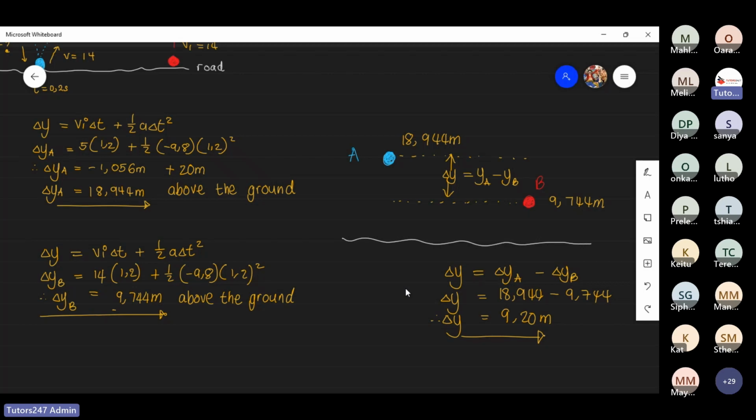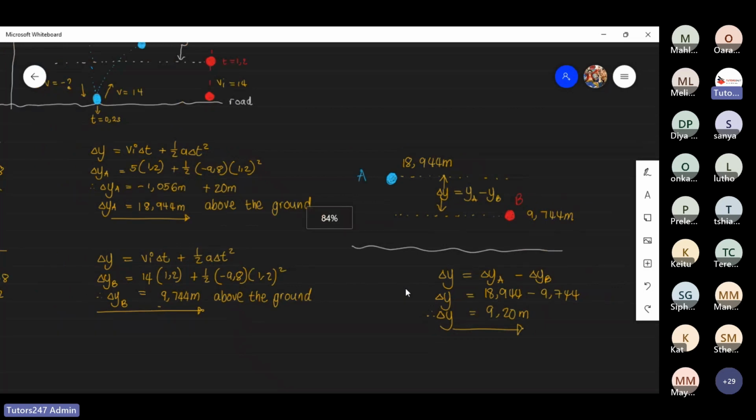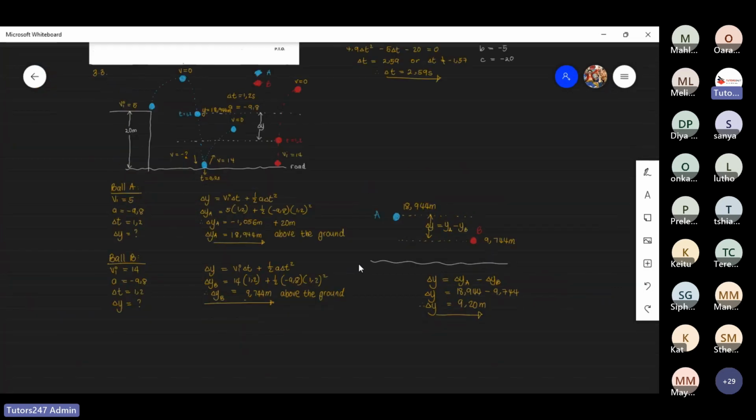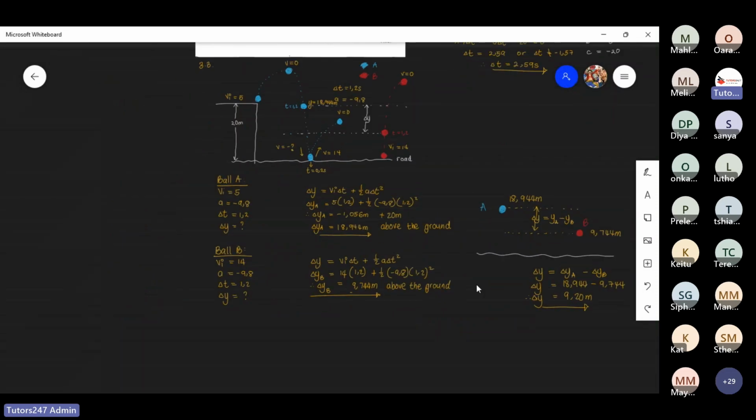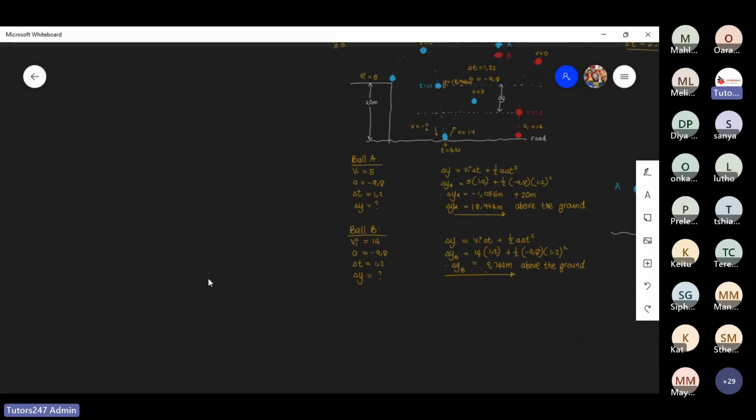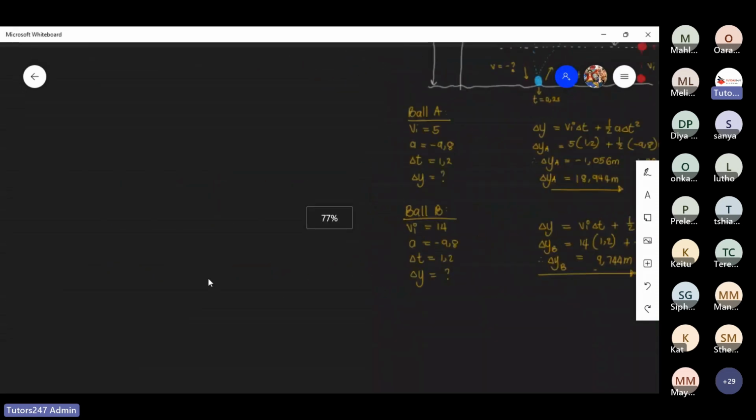Now, there is an alternative way of doing this. If you calculated that 1.056 and you did not understand how to get the height above the ground, or you did not want to, there's an additional option that you can use in order to calculate this question. So let's say, for example, I stopped at negative 1.056 for ball A. Let us do that calculation on the side. I'm going to redo the exact same question, but using a different method.